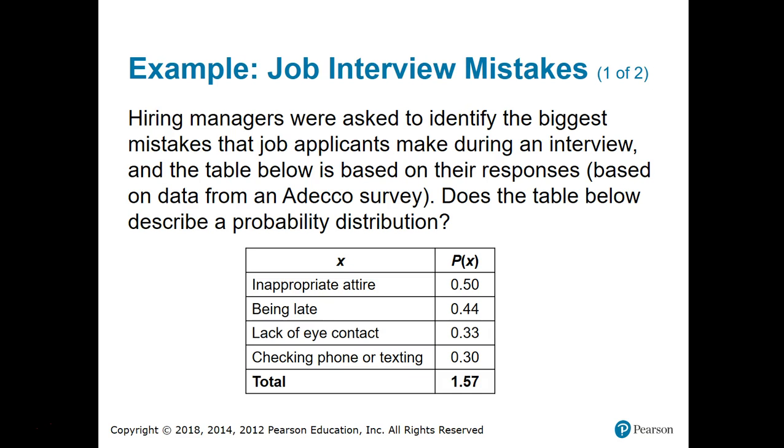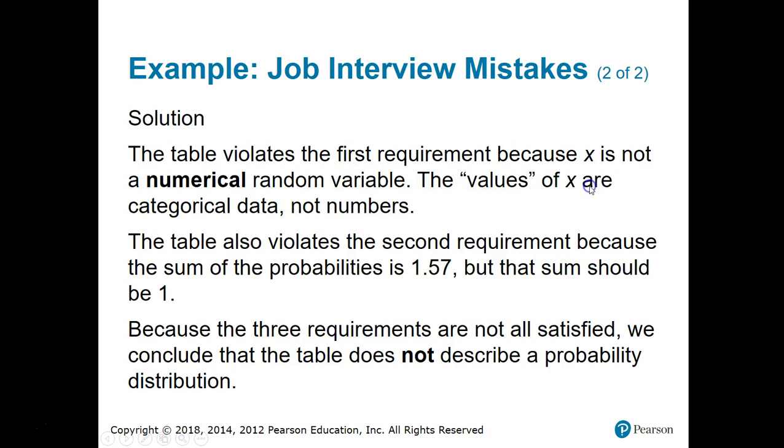Anyways, what problems do we have? Well, number one, look at X. X is categorical data. It is not numeric data, so we can't use it. Next, P of X. Each one of them is between 0 and 1. That's good. But if we add them all together, we get 1.53, and that is above 1. They have to add all together to give you 1. Do they? No. So this is not a probability distribution.